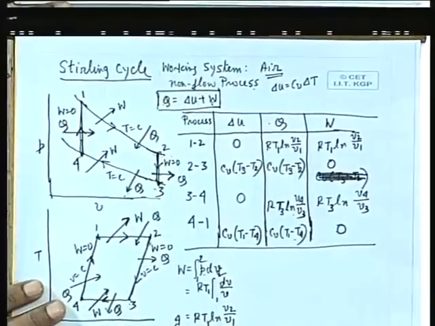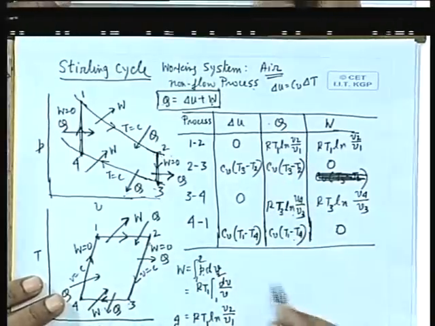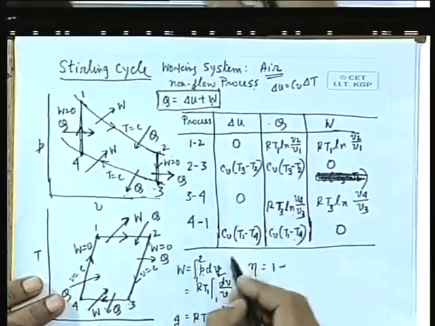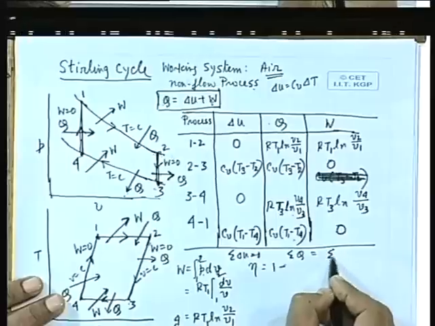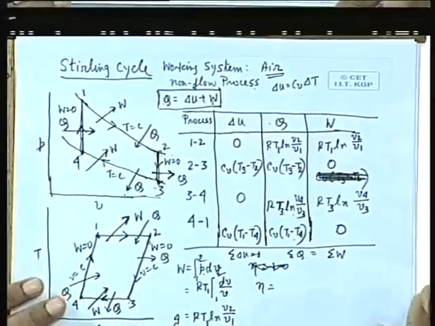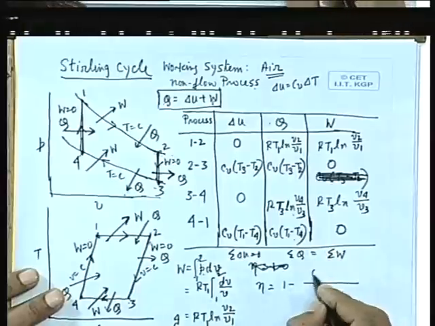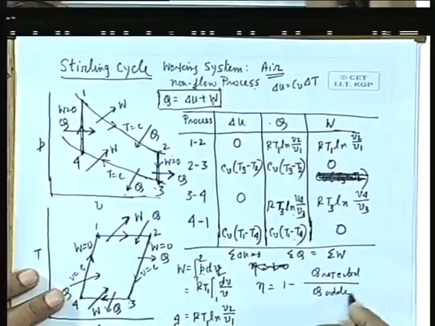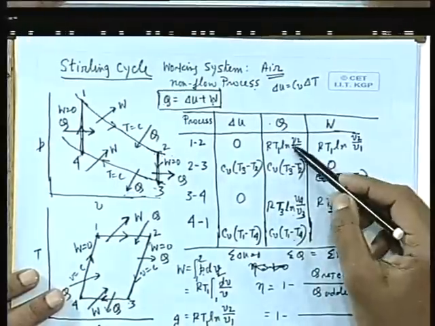Now, if we have to find the expression for thermal efficiency for the Stirling cycle, we follow the same way: 1 minus. Now if you sum up this, delta U is equal to 0. If you sum up, delta Q is equal to delta W, showing validation of the first law of thermodynamics. So efficiency is 1 minus heat rejected by heat added. So that becomes 1 minus where the heat is rejected. You see all these quantities are heat transfers.